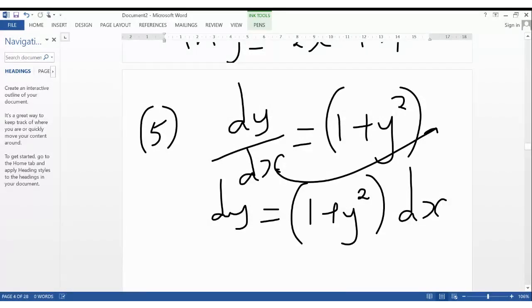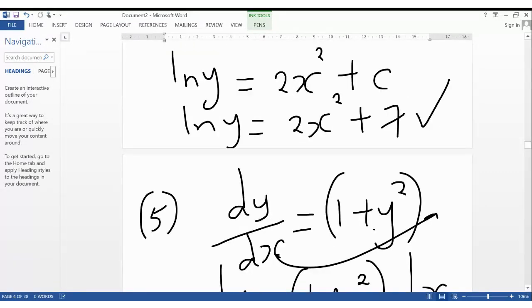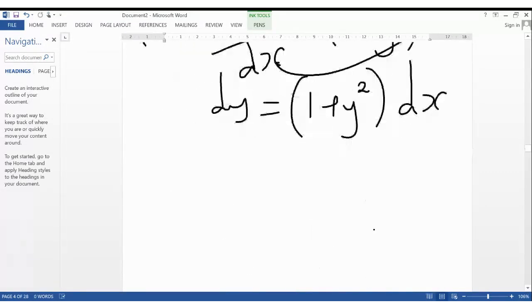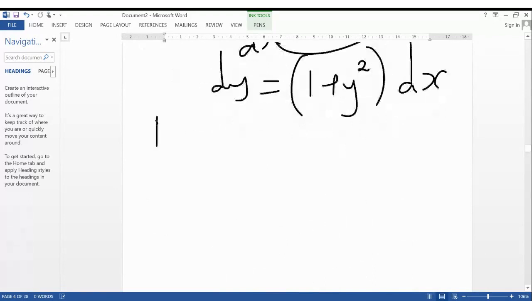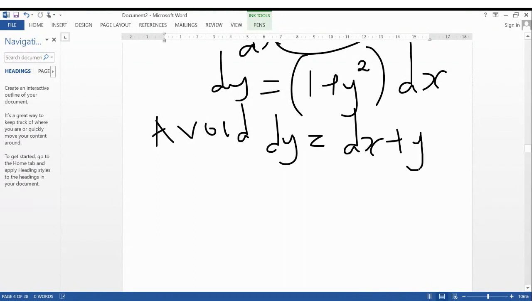I will not recommend multiplying. Please don't multiply because it will not work out. Avoid dy is equal to dx plus y squared dx. Why am I telling you to avoid that? Because of this one here, you cannot remove that one. You have introduced a dx and a y together, so it will not work. So leave it the way it is.